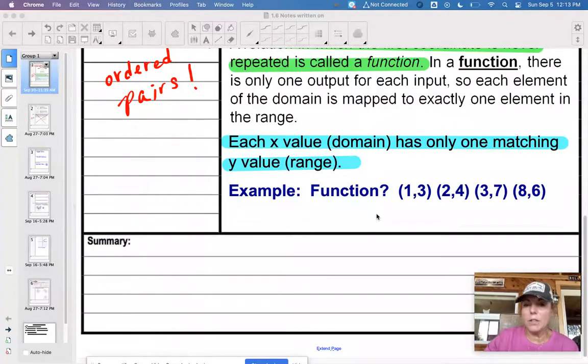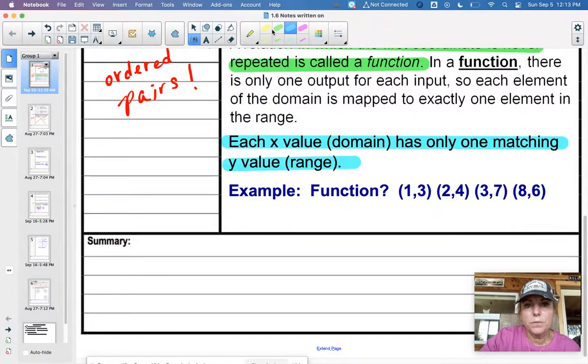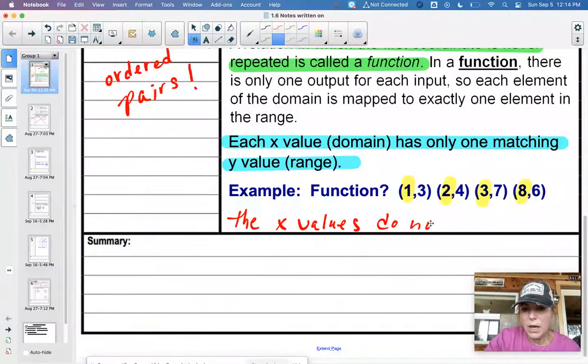So if we look at this carefully, I'm going to do a quick highlight here. Our focus, when we're determining if something's a function, is that we're only looking at the X values. They don't repeat: 1, 2, 3, and 8. So I'm going to write the X values do not repeat. So it is a function.